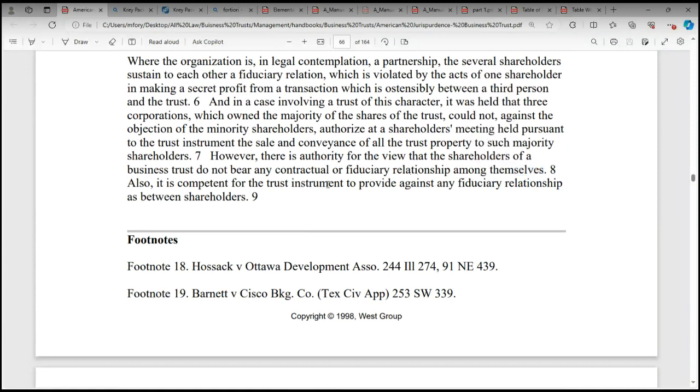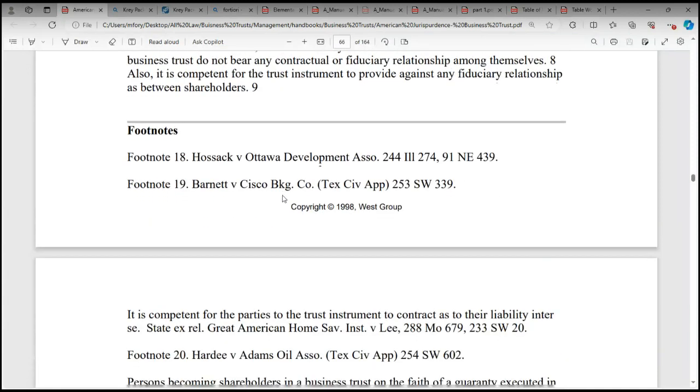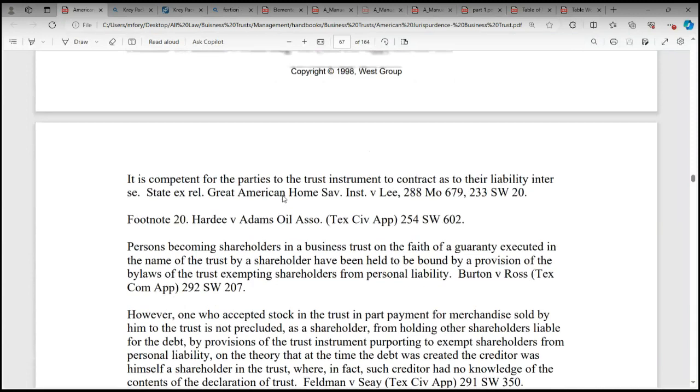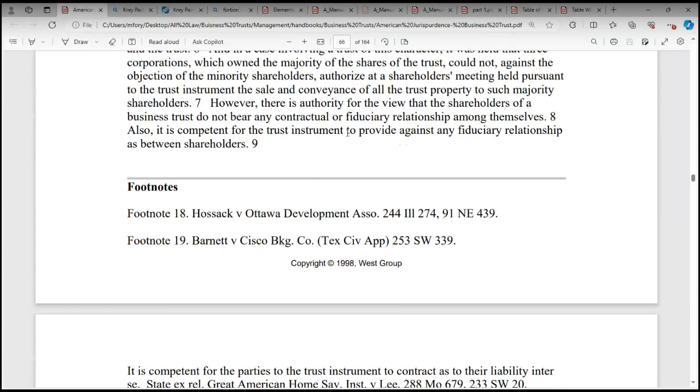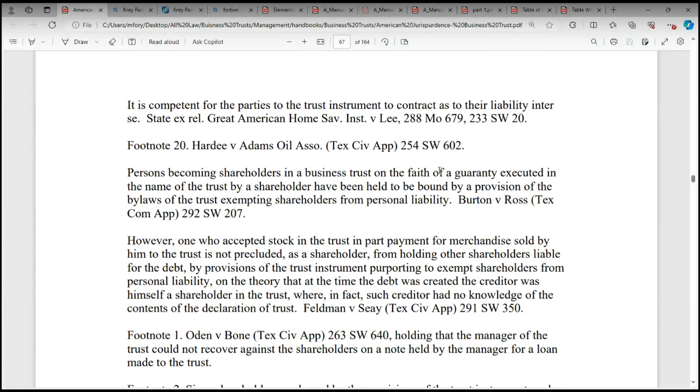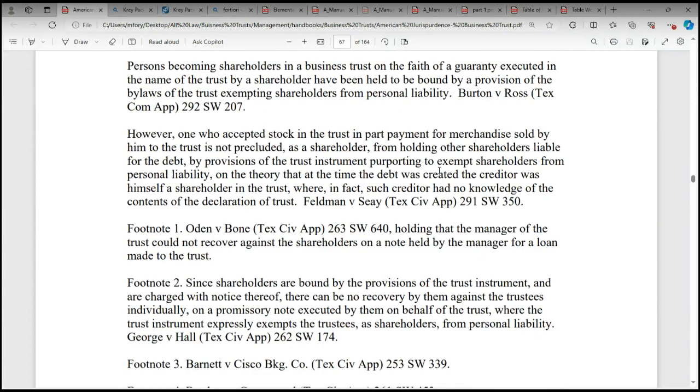Also, it is competent for the trust instrument to provide against any fiduciary relationship as between shareholders, right? So this is you, in some way, as a trustee, to step in, right? It is competent for a trust instrument to provide against any fiduciary relationship as between. I've got to read that case too, but that's the gist of it. Something has to be provided for any argument between them. It doesn't necessarily have to be a fiduciary though. The protector has similar duties, but they're not fiduciaries unless you make them that.